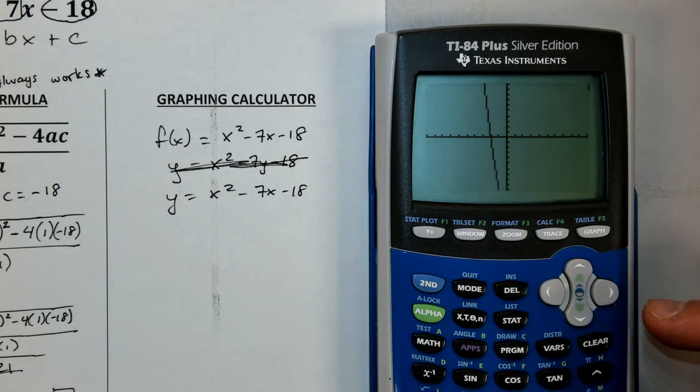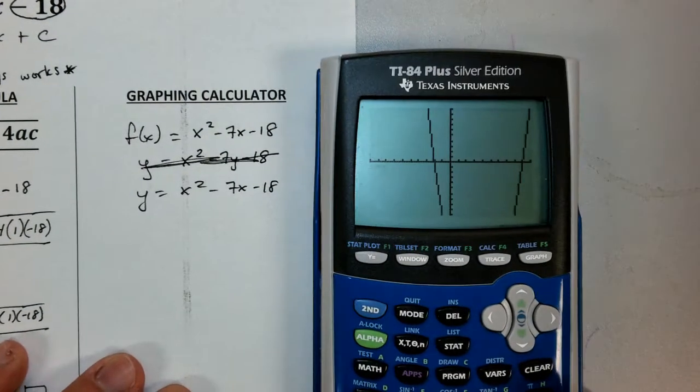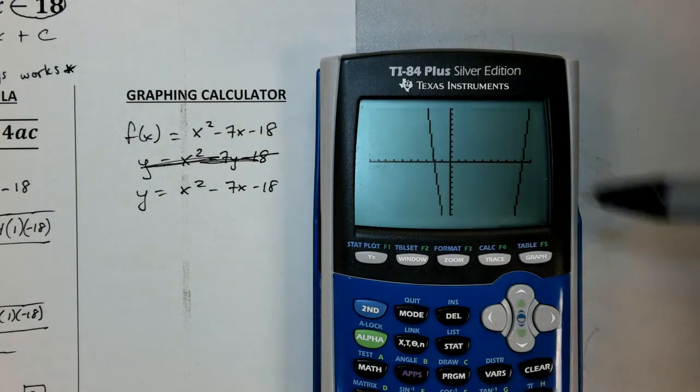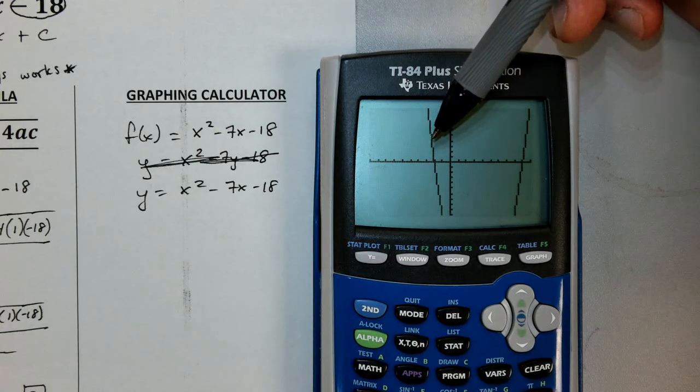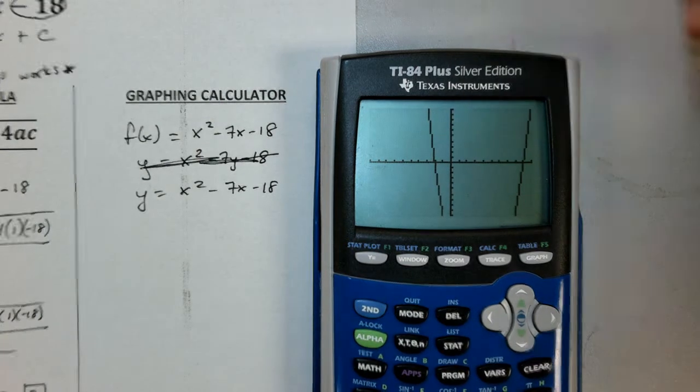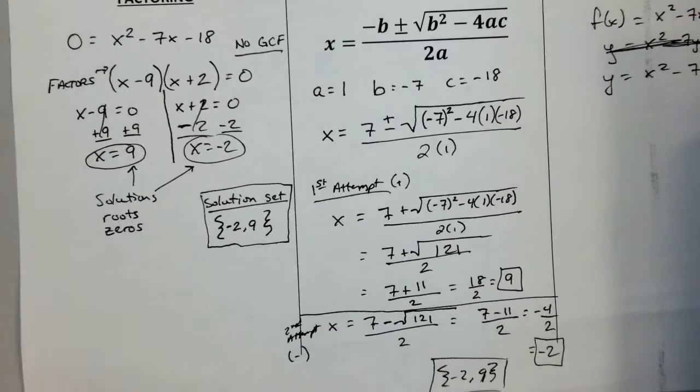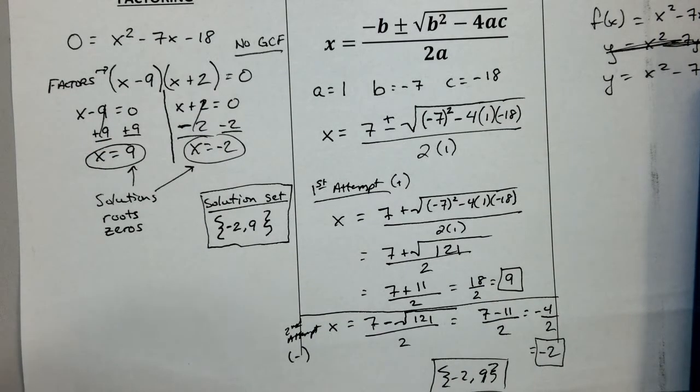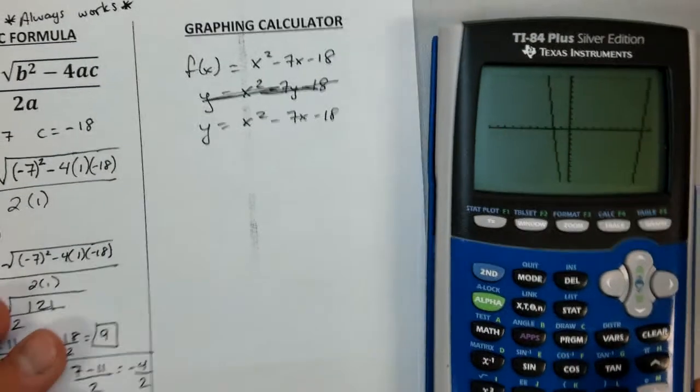Now, like I told you in the last chapter, these are really a bunch of U's or upside down U's, the graphs that we're going to be looking at. Now, I know you can't tell, so let's just take a minute to see what this means. You already know that the answer is supposed to be, according to here, negative 2 and 9. So we're crossing the x-axis at negative 2 and 9. So you already know that.